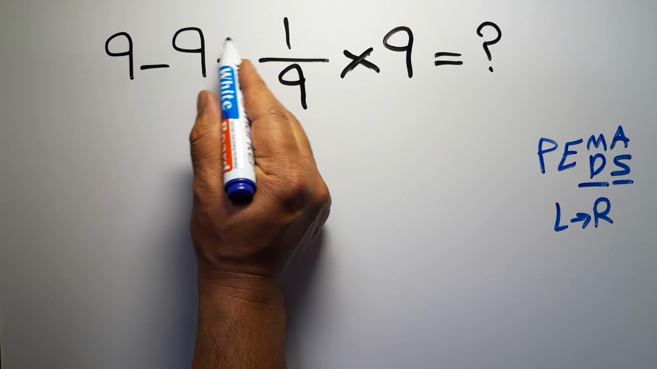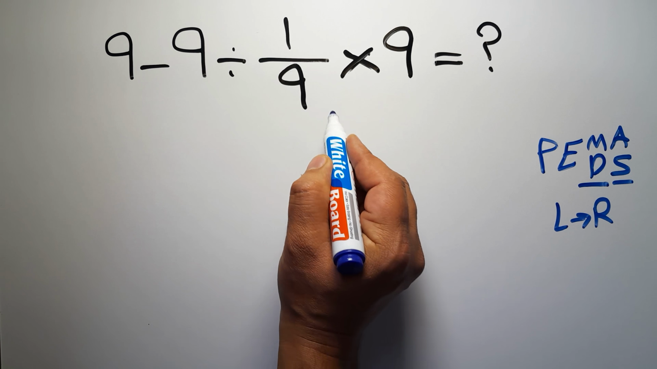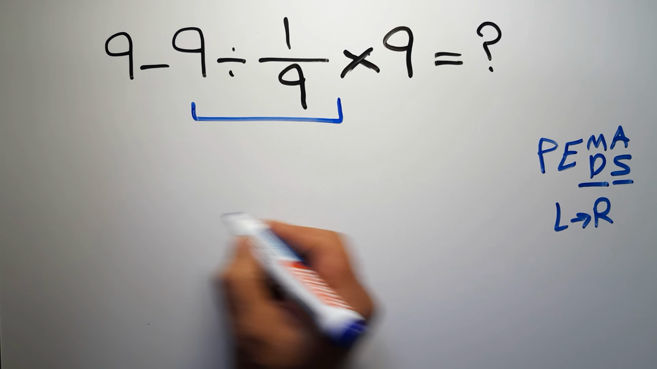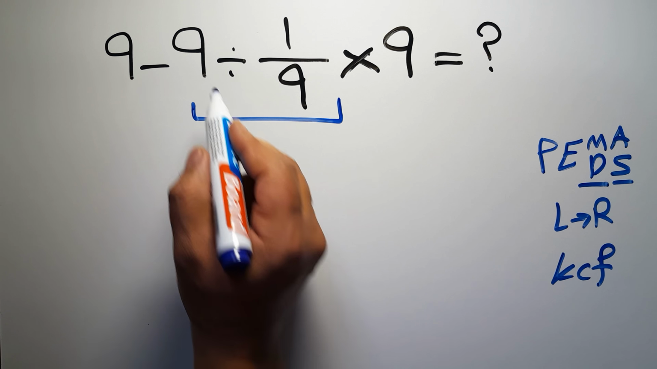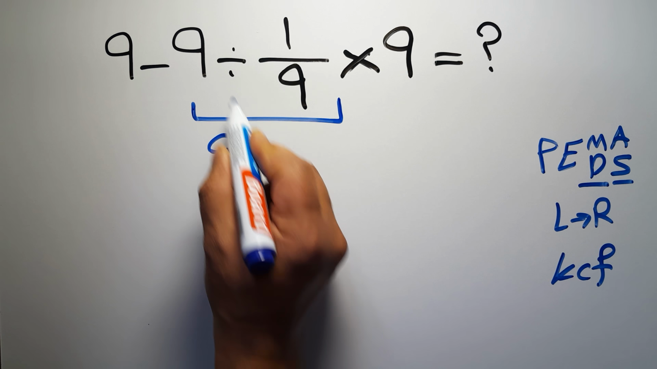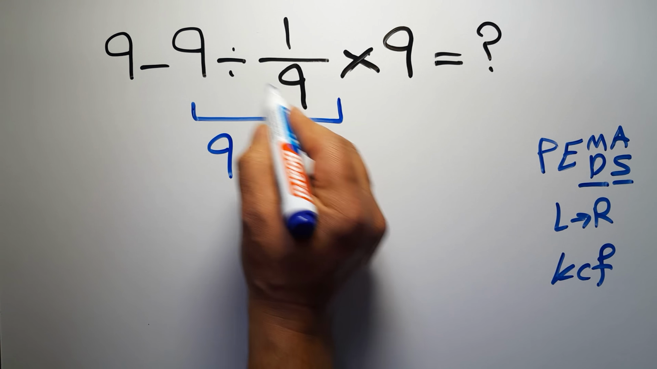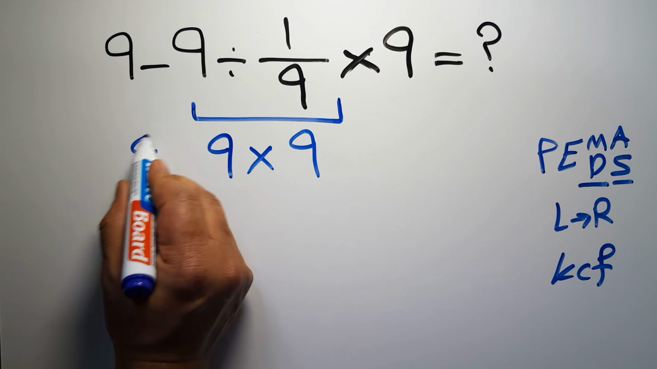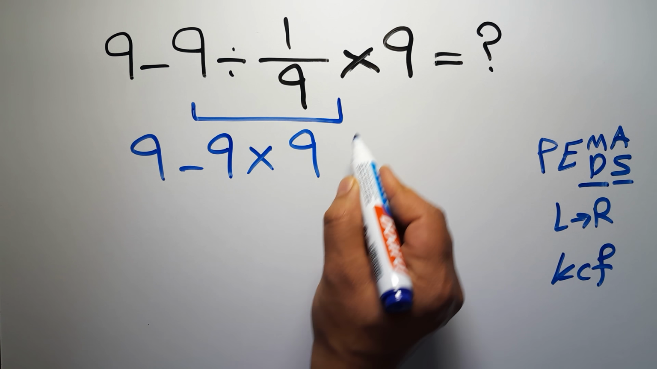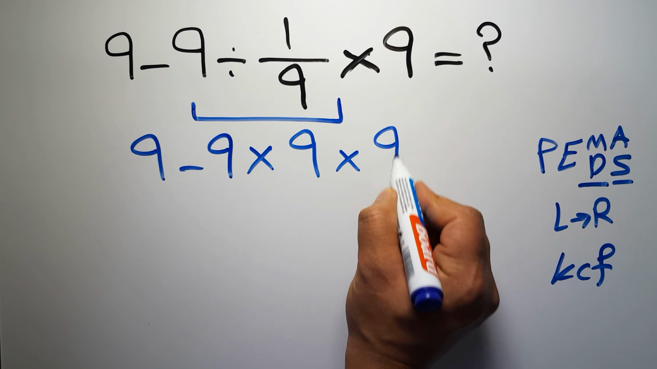So first we have to do this division, 9 divided by 1 over 9. According to the KCF rule, K stands for keep, C stands for change, and F stands for flip. We can write: keep the first fraction, change division to multiplication, and flip the second fraction. Okay, so 9 minus 9 times 9 and again times 9.